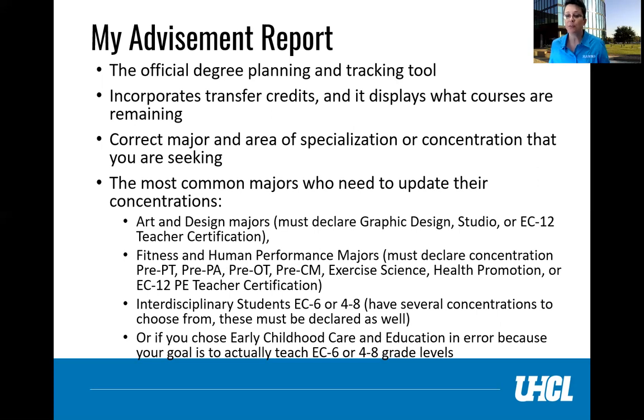The other one is fitness and human performance. If you are a fitness and human performance major, you also must declare your concentration. Those different concentrations are pre-physical therapy, pre-physician's assistant, pre-occupational therapy, pre-chiropractic medicine, exercise science, and health promotions, and even the EC through 12 PE teacher certification. So please let us know what your intended concentration is if you are a fitness and human performance major.